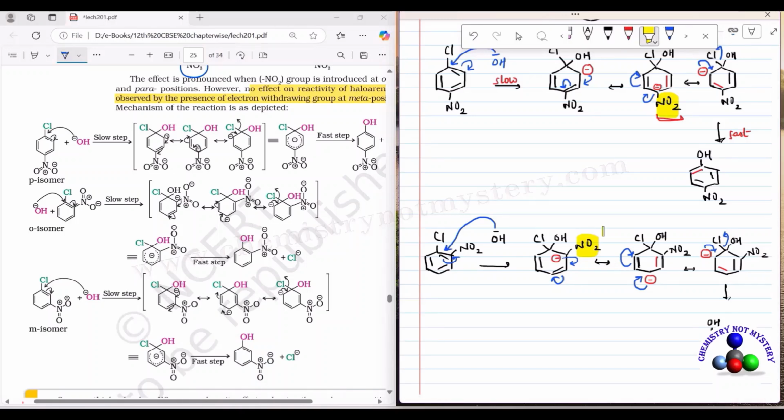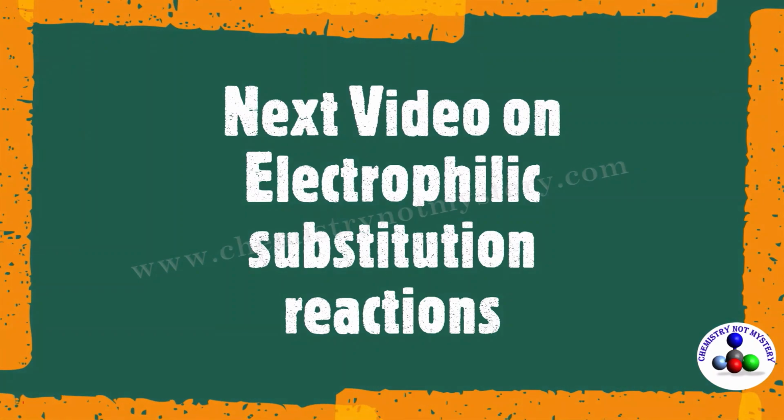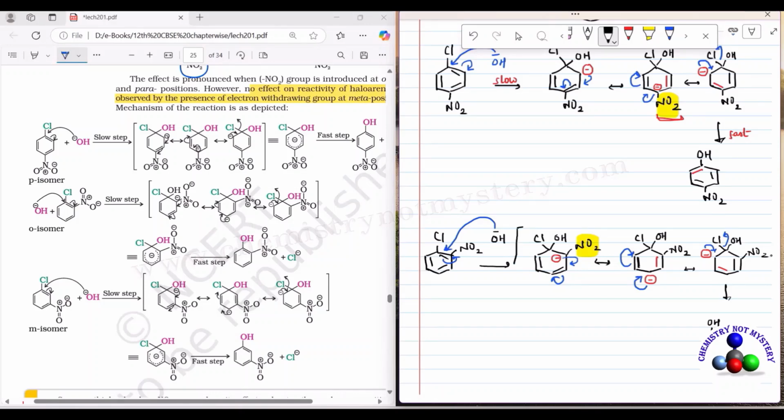So when you see, in one of the resonating structures, the NO2 group helps to stabilize this negative charge by withdrawing electron density from the ortho position. So that's how the transition state is stabilized by the presence of the nitro group at the ortho position. So these are the transition states and 3 resonating structures you will get in the transition state. In the previous example also, these are the transition states which have 3 resonating structures.